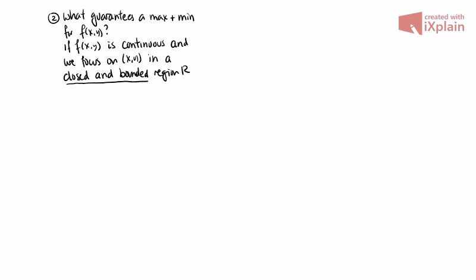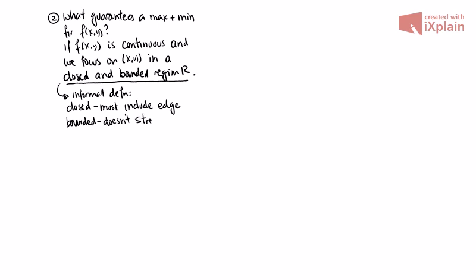Without giving a formal definition of closed and bounded, let me give an informal definition. Closed means it must include its edge. I'll draw some pictures in a second so that it's clear what's going on here. And bounded means it doesn't stretch to infinity. So let me draw some examples of things that are not these things.